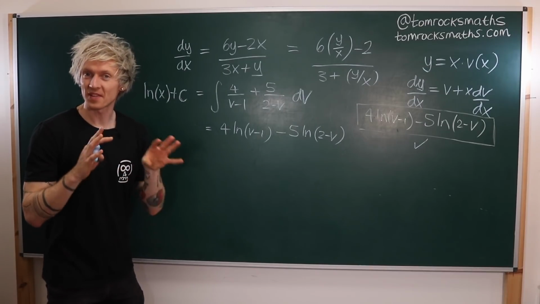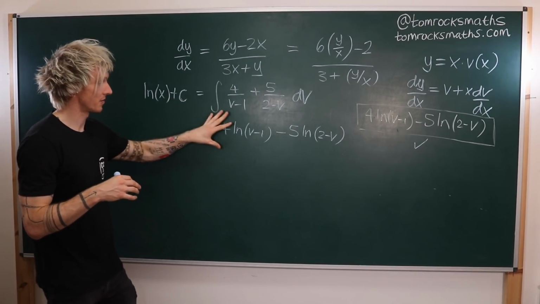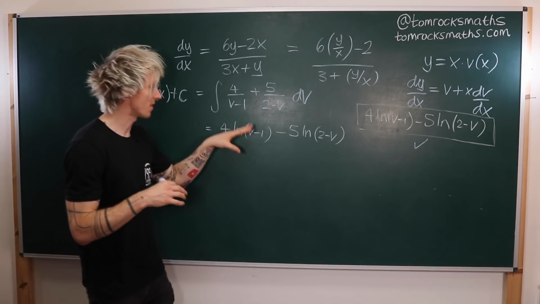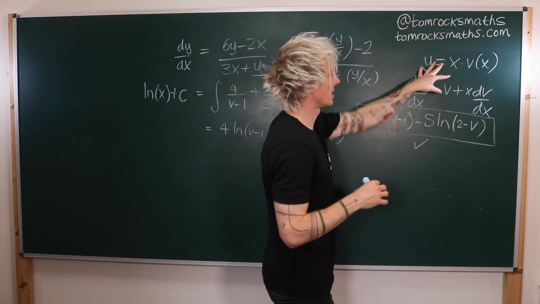We, of course, aren't quite finished, because here we have an implicit equation involving v, but v, remember, is y divided by x.